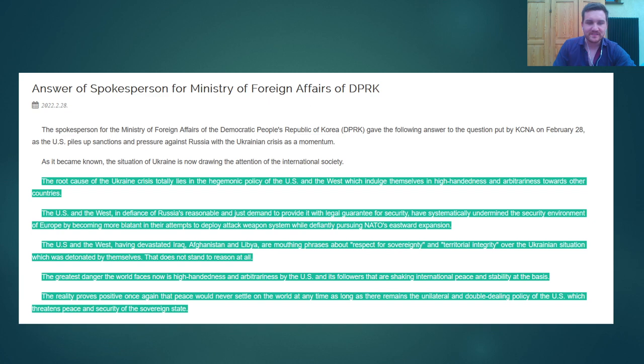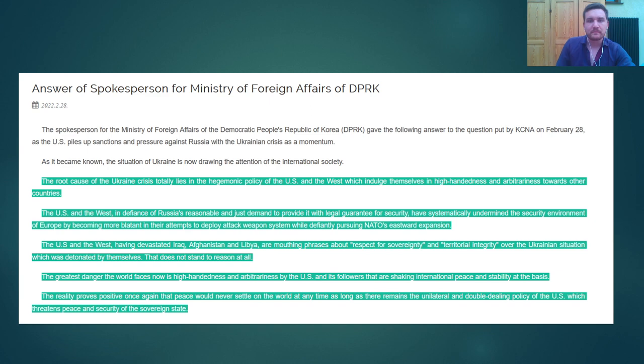The United States and the West, having devastated Iraq, Afghanistan, and Libya, are mouthing phrases about respect for sovereignty and territorial integrity over the Ukrainian situation, which was detonated by themselves. That does not stand to reason at all. The greatest danger the world faces now is high-handedness and arbitrariness by the United States and its followers that are shaking international peace and stability at the basis. The reality proves once again that peace would never settle on the world at any time as long as there remains the unilateral and double-dealing policy of the United States, which threatens peace and security of sovereign states. I think this hits the nail on the head. I think this is the best analysis of this situation.